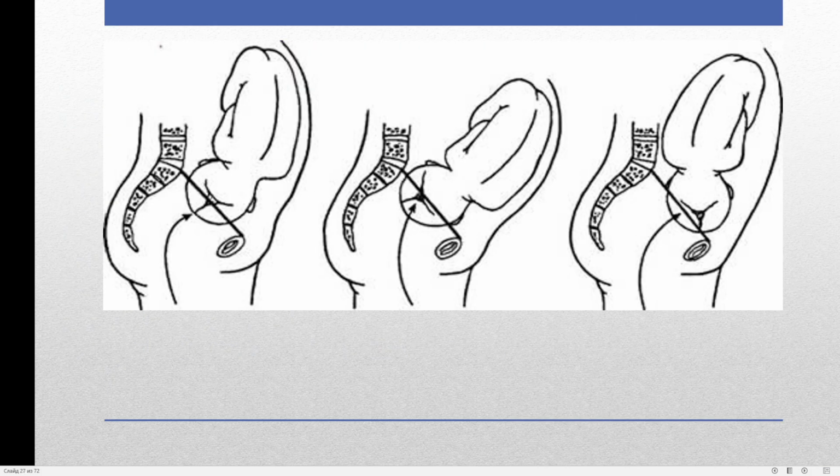I show again the differences between the two types of asynclitism. This is normal engagement. You see that the sagittal suture is in the middle position. This is anterior asynclitism, because the anterior parietal bone is anterior and the sagittal suture deviates to the sacrum. And this is posterior asynclitism. I repeat again, this type of engagement is an indication for cesarean section.